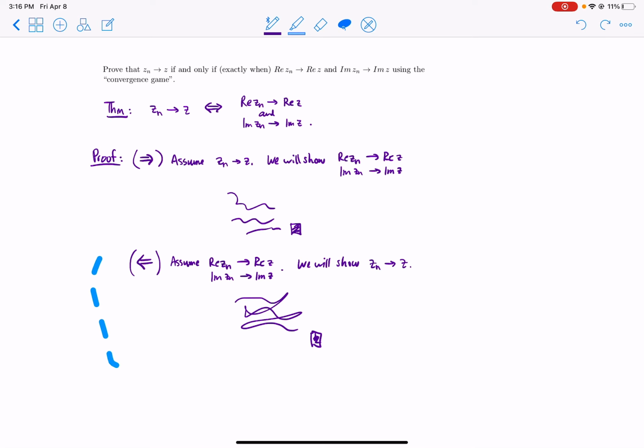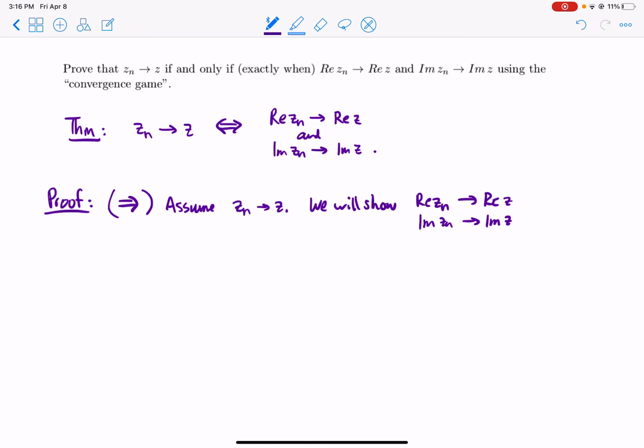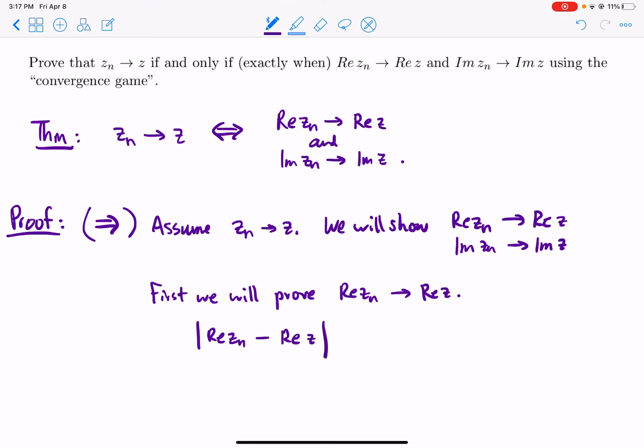Okay, so let's just do one of them first. So we need to prove two things here. First, we will prove the real part of the Zn goes to the real part of Z. So that means we need to look at the real part of Zn minus the real part of Z. And we need to somehow show that it's less than d for any d, provided we go past some cutoff.